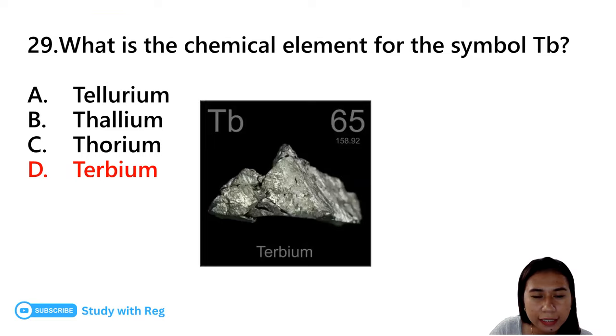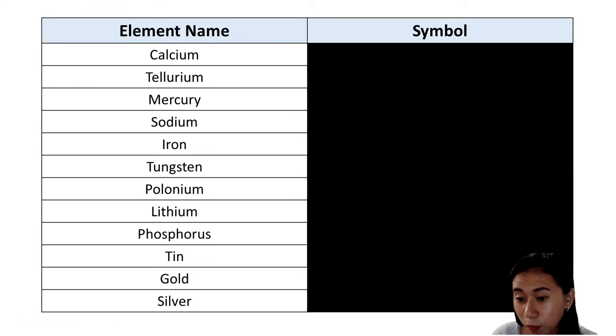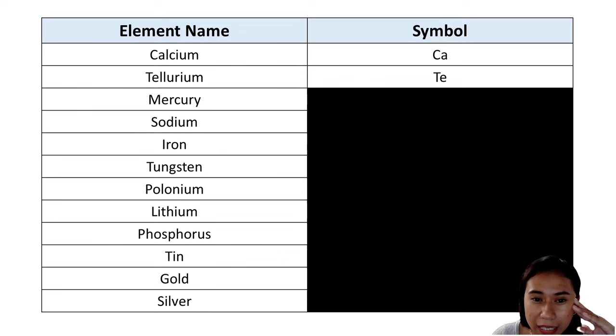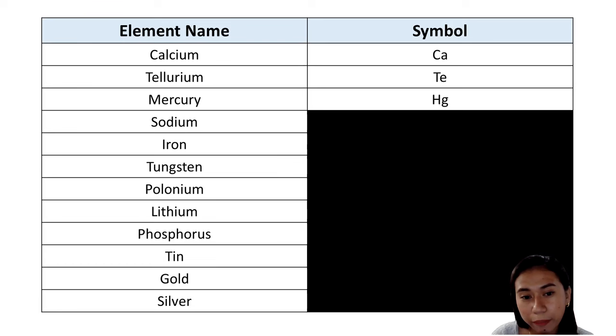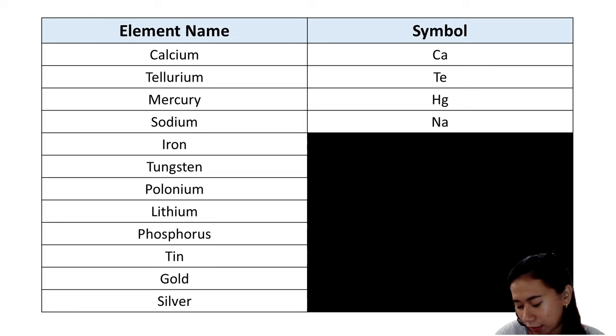Ito yung paulit-ulit to sa general science, sa gen ed science, general education. Calcium is, of course, Ca. Tellurium is Te. Mercury is Hg. It is the only liquid metal at room temperature. Sodium is Na. Correct. Iron, from ferrum, ferric, Fe.